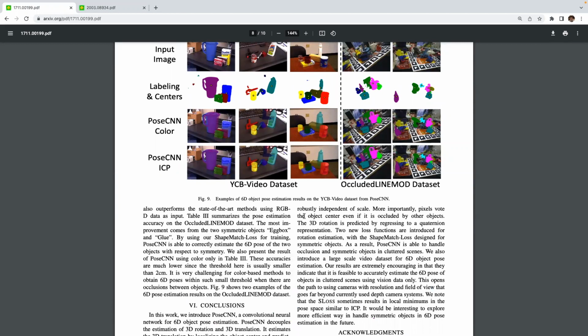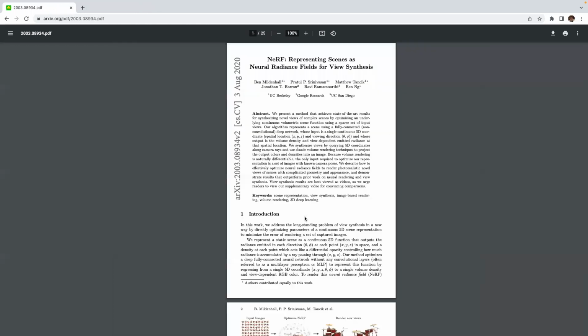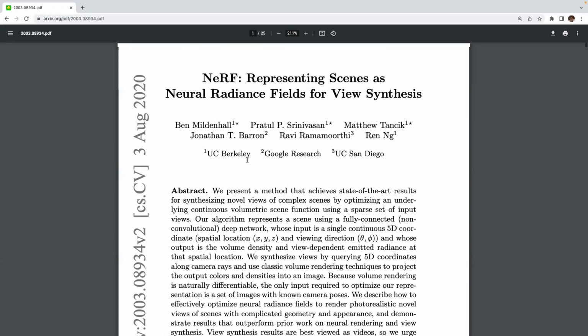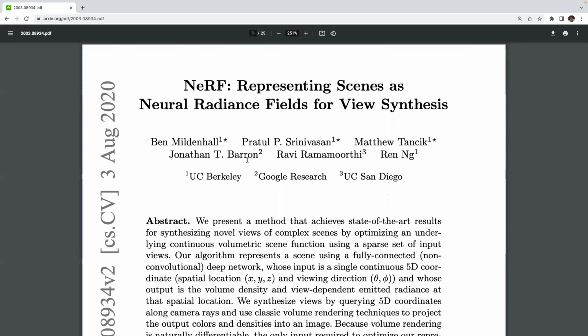So that's a super fast skim through the paper, but you can see how looking at the figures gives you a quick sense. The last one, like I was saying, is a really exciting area that has really visually cool results.